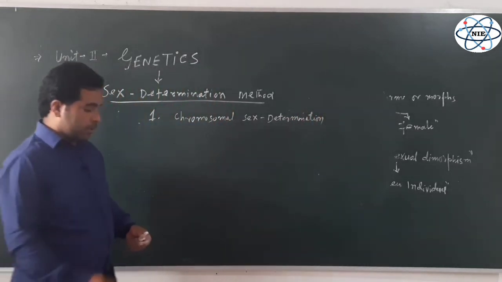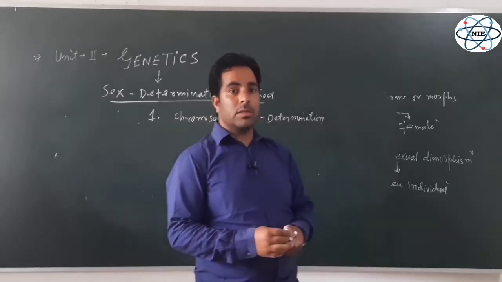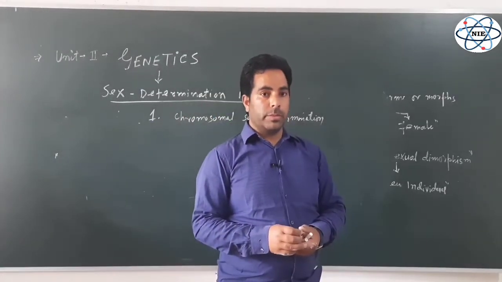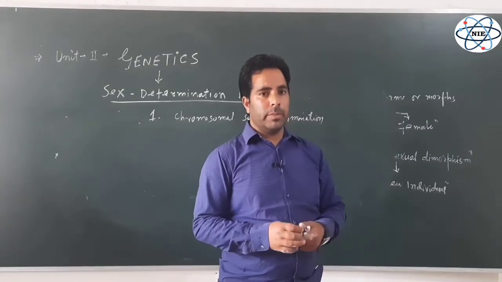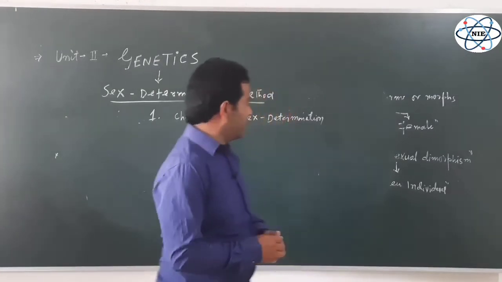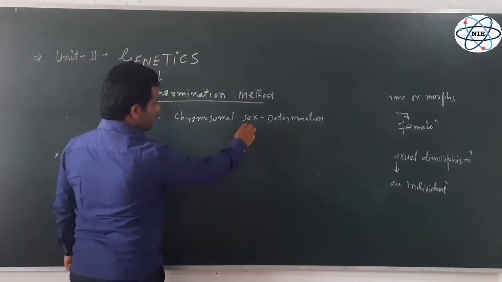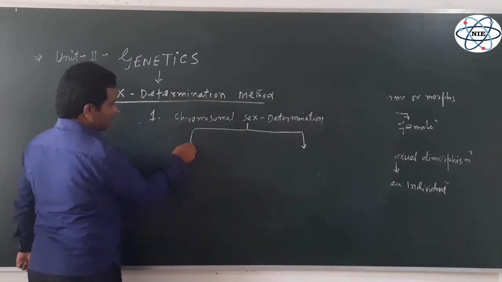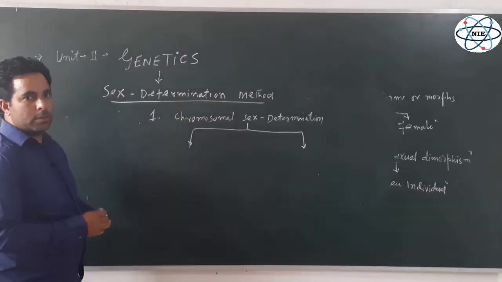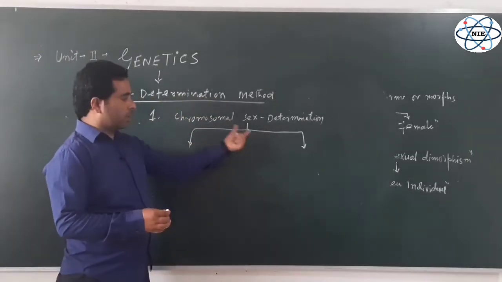Now we know that this type of sex determination depends upon the particular type of chromosomes. For example, as in humans, XX females and XY males, but we will give some other examples as well. So this we can divide into two other types. This can be further classified.